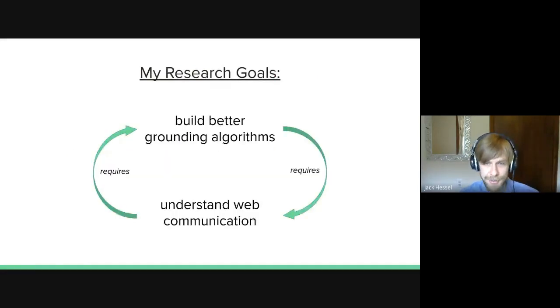My two research goals are to build better grounding algorithms, my machine learning goal, and also my computational social science goal, which is to understand web communication. I see these two as very tightly linked. If we are to build grounding algorithms using web data, it behooves us to study that web data. And to understand that web data, we're going to need better algorithms.